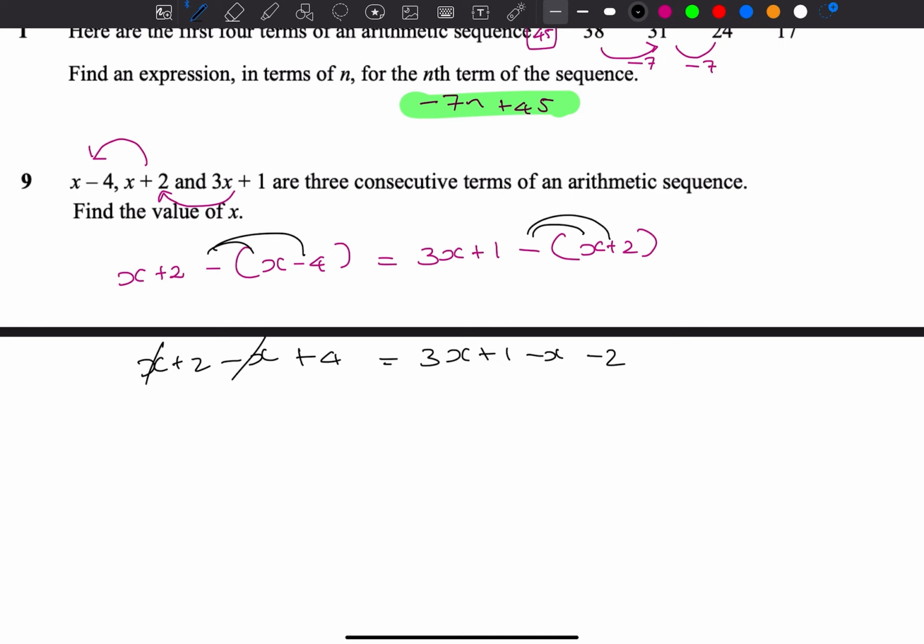That will give you, that cancels, so 6 equals 2x minus 1. 1 minus 2 is minus 1. 2x is, add 1 on here, 7. x is 7 over 2, which is basically 3.5.